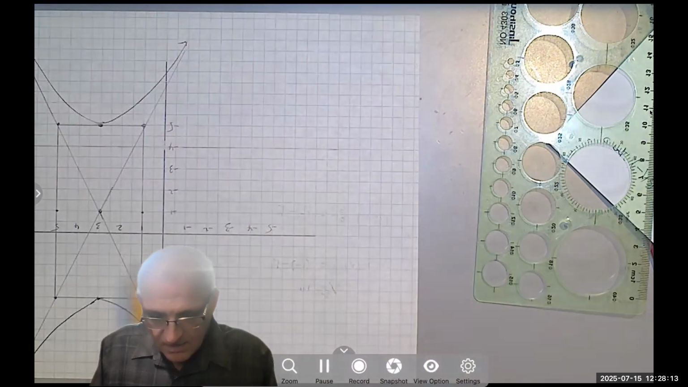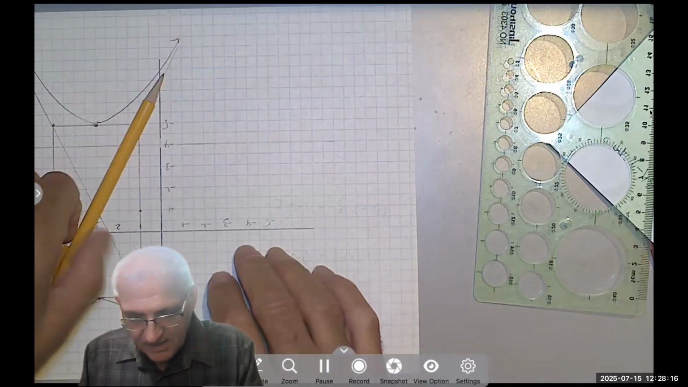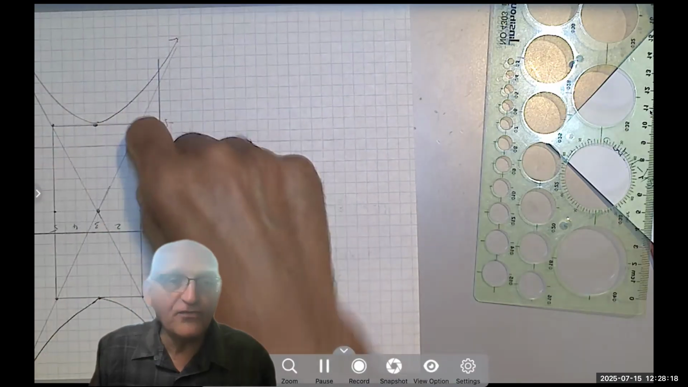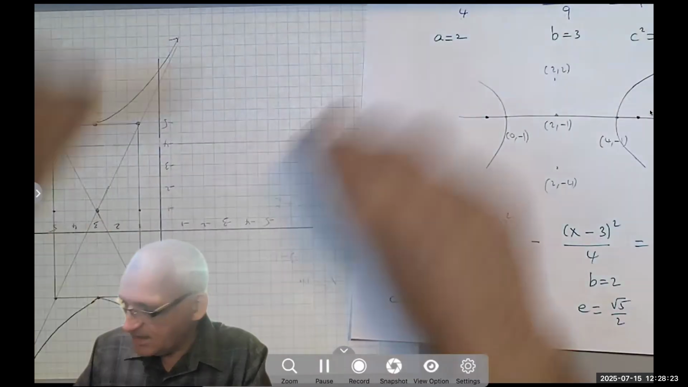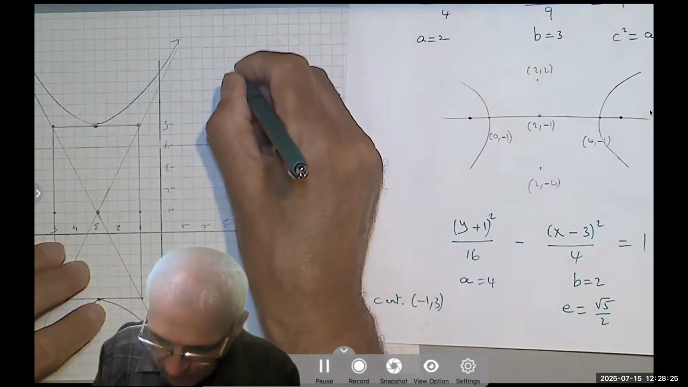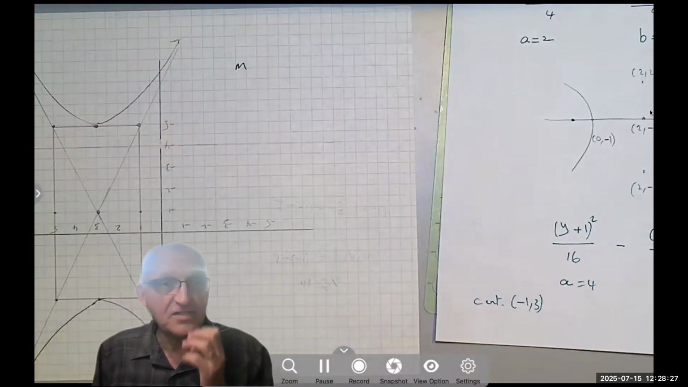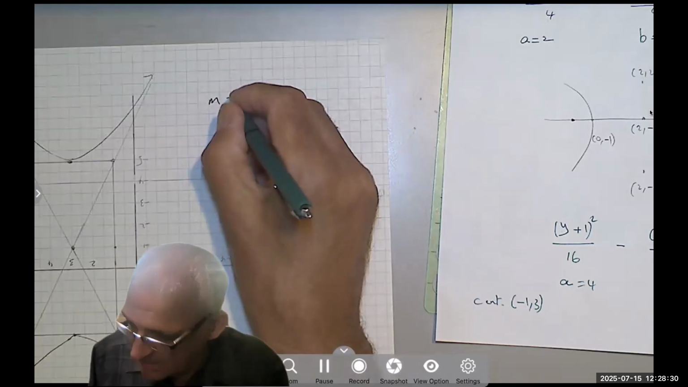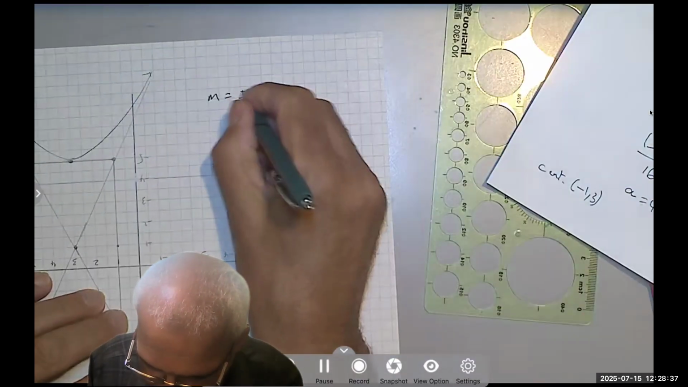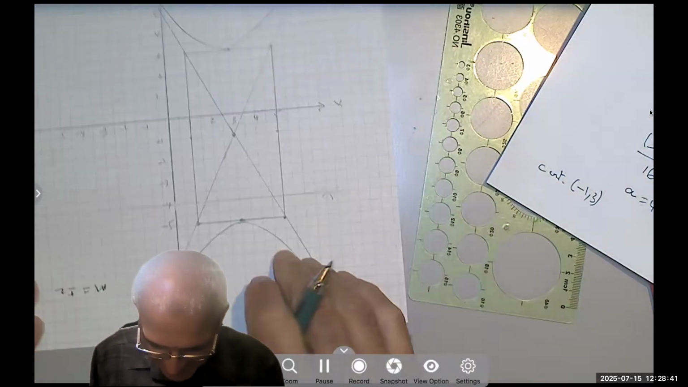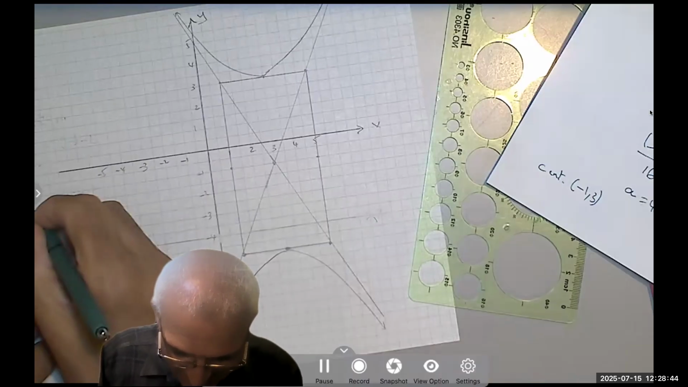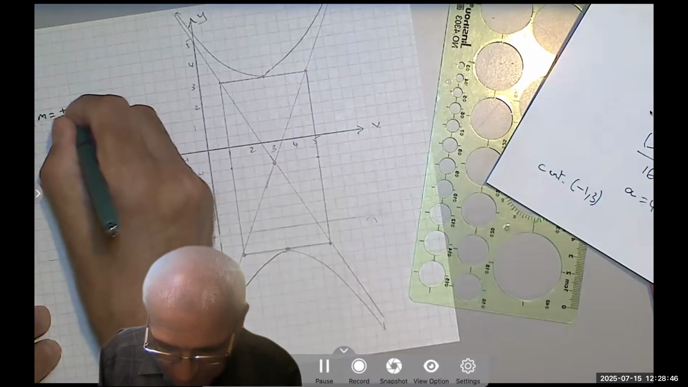And again, the slope of this line, in this case, is A over B, not B over A, because A is the vertical. So the M here, if you want to find the equations of the asymptotes, which is a very common question to ask, is plus or minus A over B. So it's plus or minus 2. Oops, I put it backwards. I'm sorry. M is plus or minus 2.